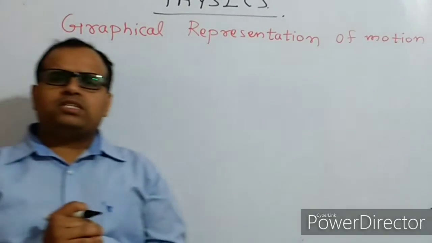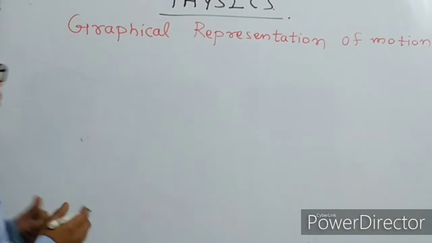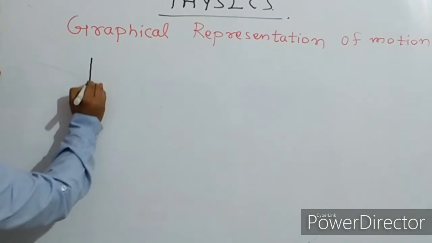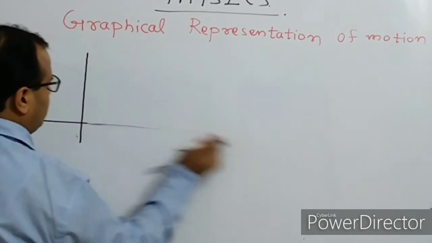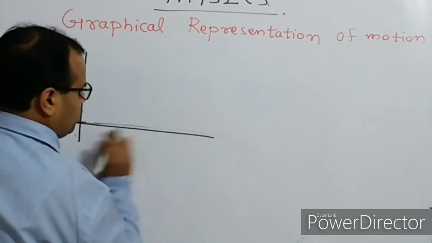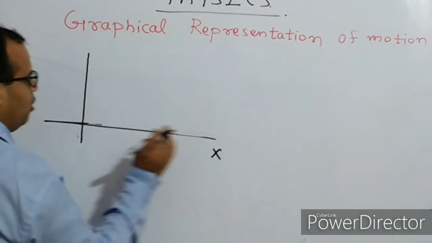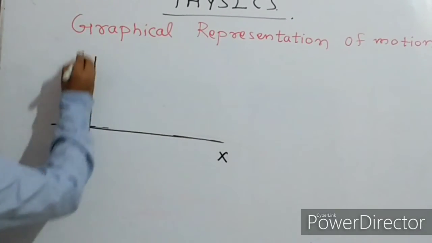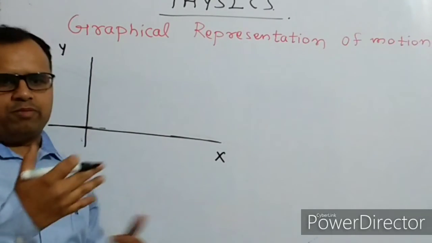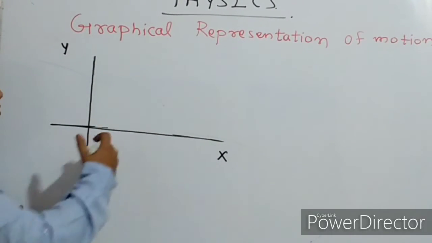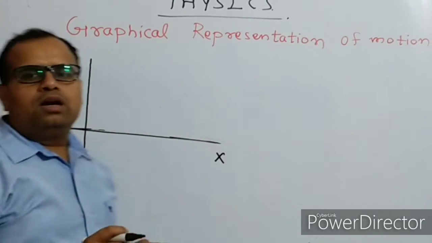To study the graphical representation of motion. In graphical representation, you must have studied graphs in previous years. In graphs, we take a particular variable on one axis, say the horizontal axis, which is called the x-axis, and we take another variable on the vertical axis, which is the y-axis, and then we plot the graph between them. We plot the different points and then we join them. This is what is called a graph.